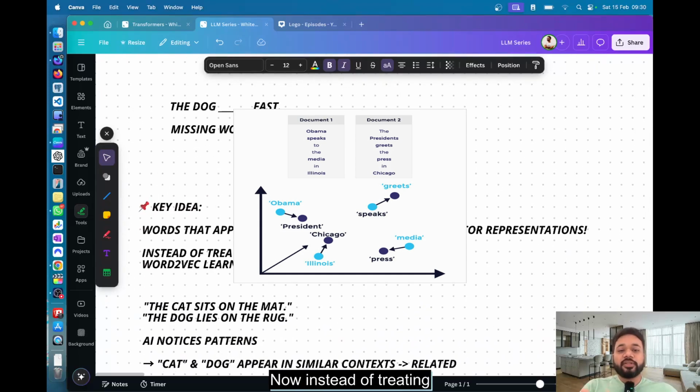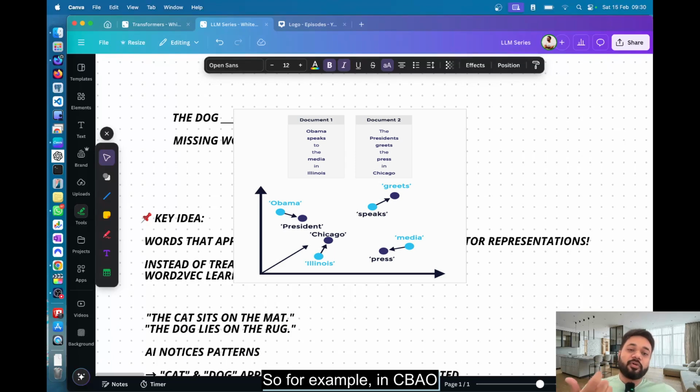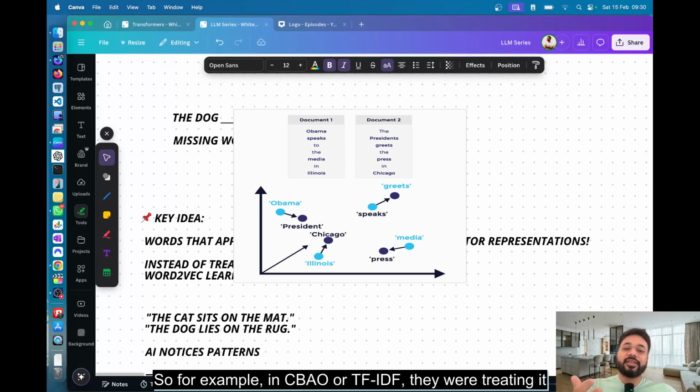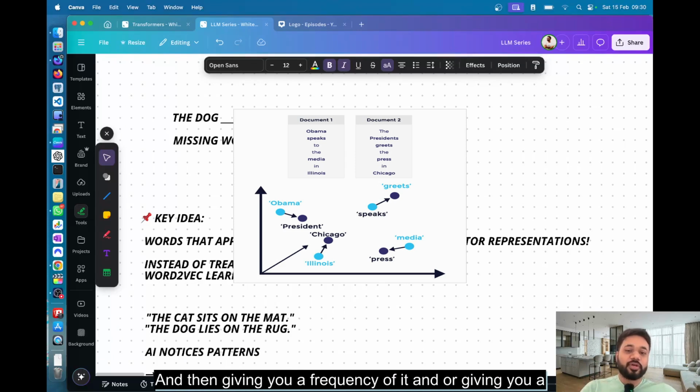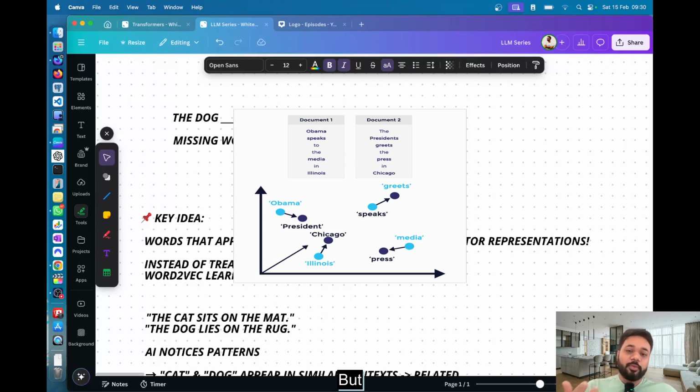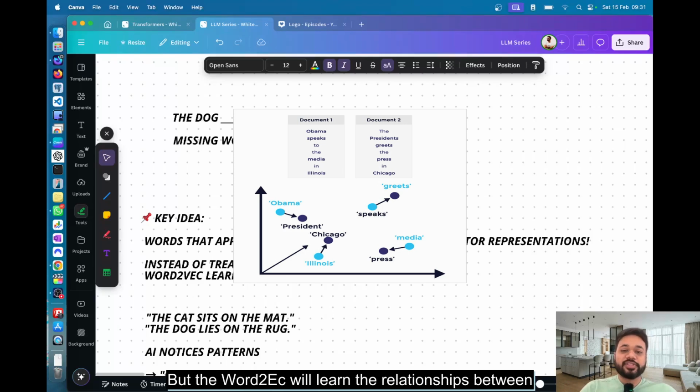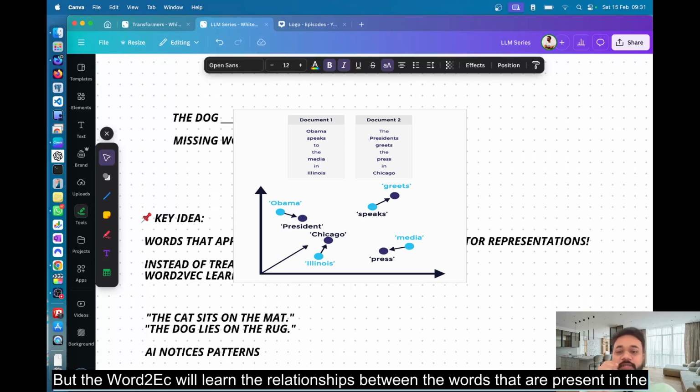Now, instead of treating the words as isolated symbols, the Word2Vec learns the relationship between them, right? So, for example, in CBOW or TF-IDF, they were treating them as isolated words, right? And then giving you a frequency of it, or giving you a TF-IDF sort of score of it, right? But the Word2Vec will learn the relationships between the words that are present in the entire corpus.